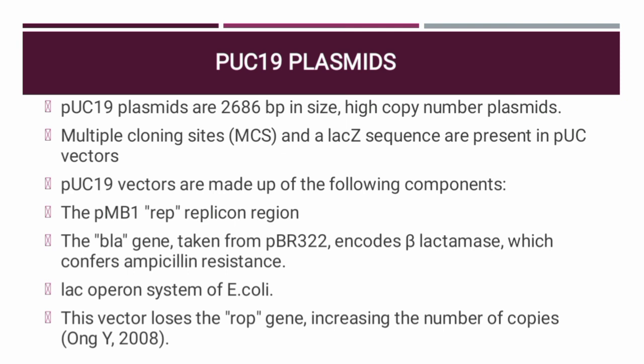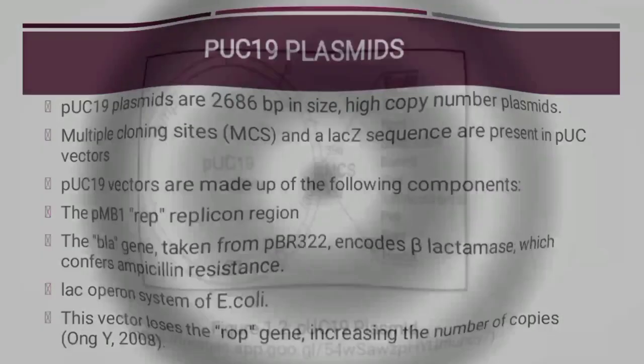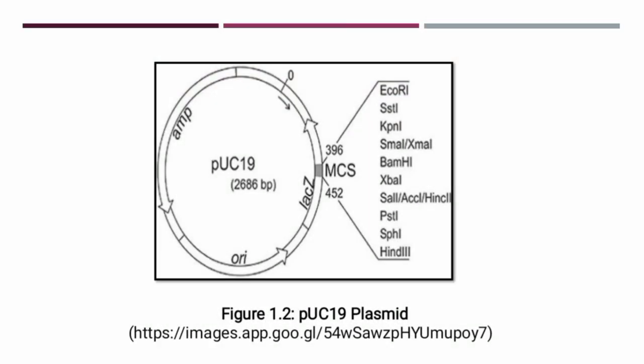the lac operon system of Escherichia coli. This vector loses the rop gene, increasing the number of copies. This rop gene was present in pBR322 plasmid, but absent in pUC19 plasmid. As we can see in figure 1.2, pUC19 plasmid contains the ampicillin resistance gene, the lacZ sequence, and the MCS, which is the multiple cloning site sequence. It contains multiple sites, starting from EcoRI and ending at HindIII. And it also contains the ori site, the origin of replication.